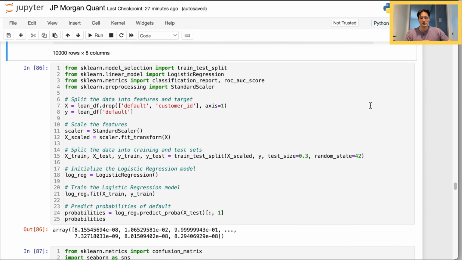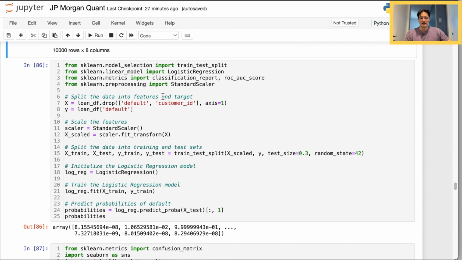First of all, pretty simple, we want to split the data into our target and non-target features. So basically for our X features here, I take out our default column, which is our target, and also our customer ID column. This is not a valuable variable for us here. And then for Y, we have our output target, whether it's a default or not.